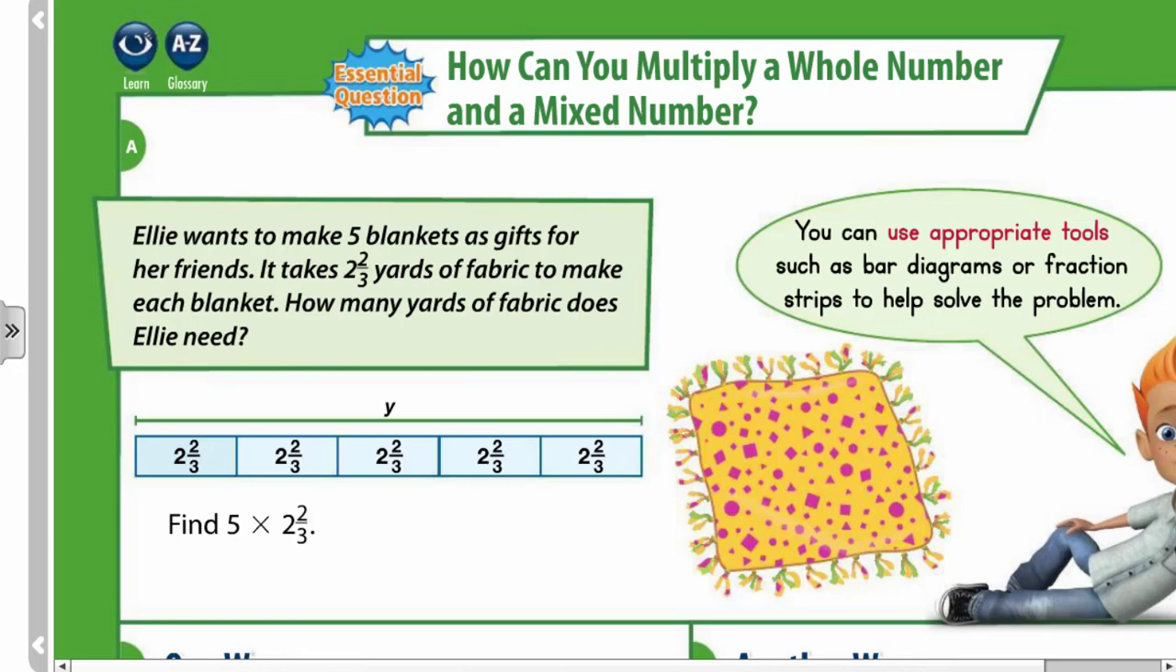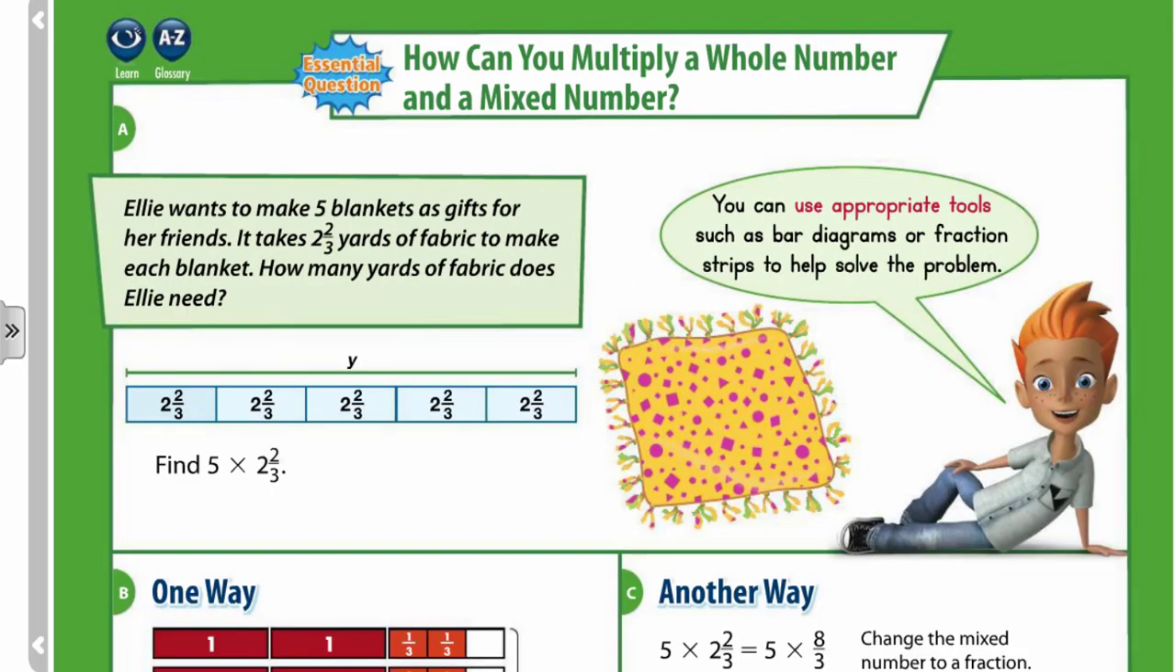let's go to page. Tell me, what page is this? 562. Great. Okay, and let's go ahead.